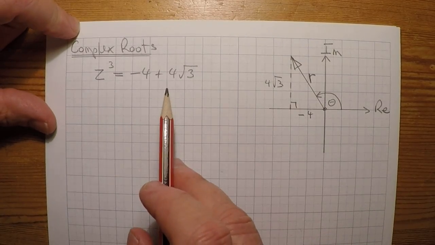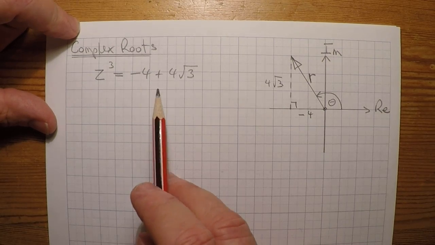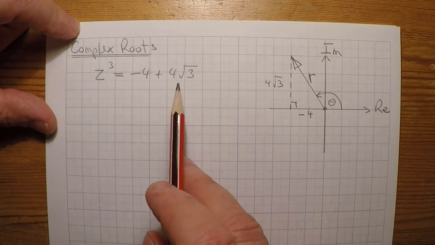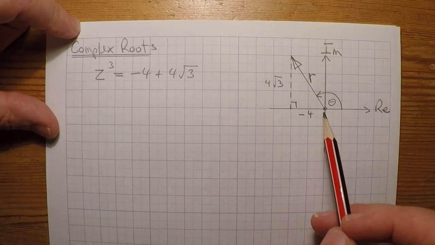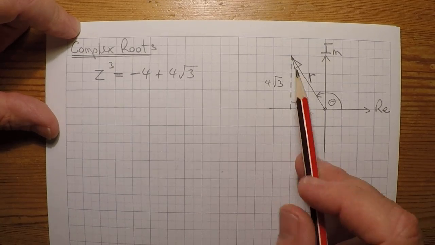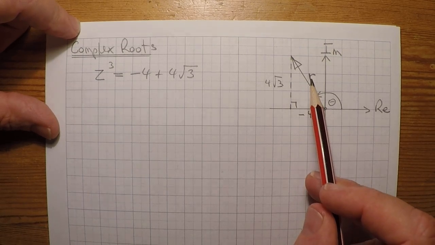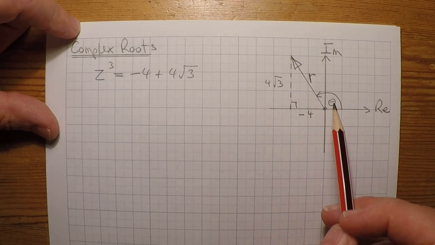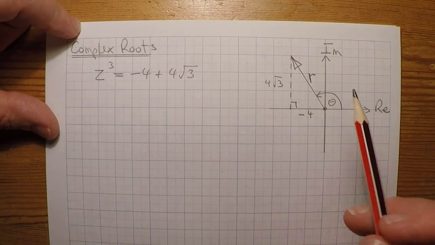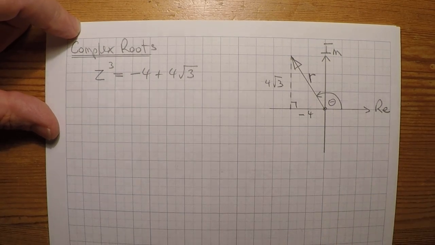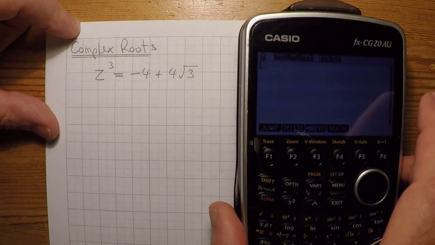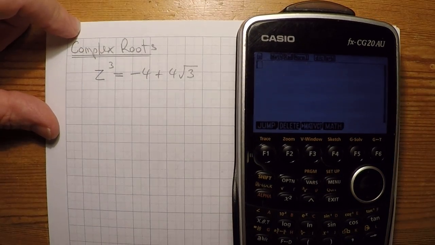To solve this equation, it's much easier if we first express this complex number in polar form. As you can see, I've marked in the complex number here on an Argand diagram, so the task is to calculate the value of the modulus r and the argument theta. Now, I've done a previous video on this. You can also use the graphic calculator to do this.